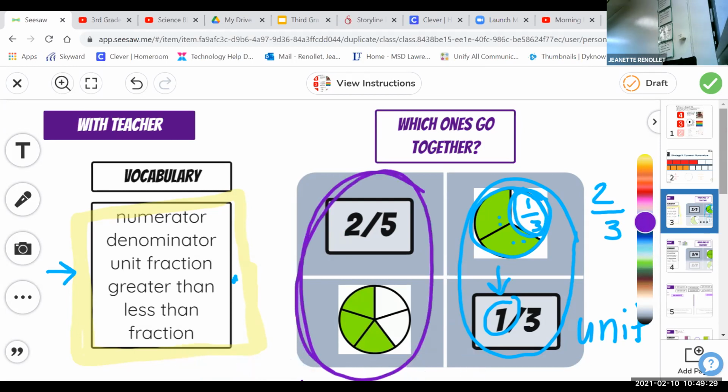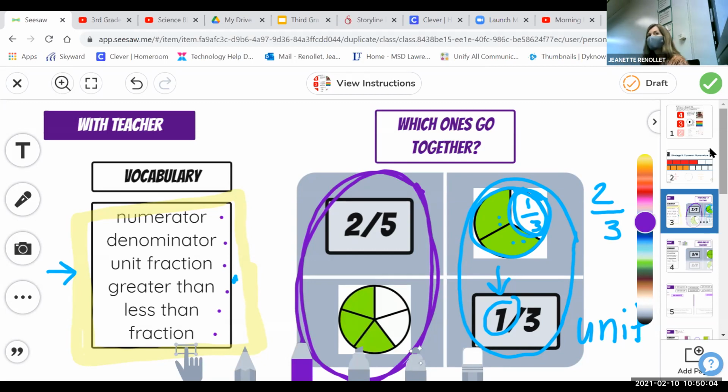Okay, I want you now to look at these two. How can these go together? Think about numerator, denominator, unit fraction, greater than, less than, or fraction. How could these two pictures go together? Put an idea in your head. What do you see? Can you see, Landon? Denominator, numerator. Which one is this? Which one is the 5? Not really, but the numerator. Oh, is 5 the numerator or no?